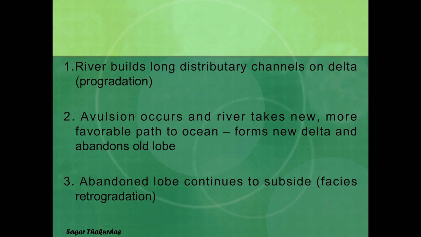So when we see an ideal delta, it shows these three phases. First phase is progradation, that is in case of a river dominated delta, where the river builds up towards the oceanward side in the form of long distributary channels, and it is a constructive phase. Progradation means movement of land towards the ocean. So progradation of delta is a constructive phase.